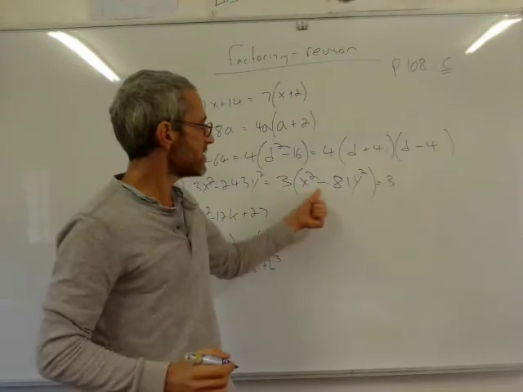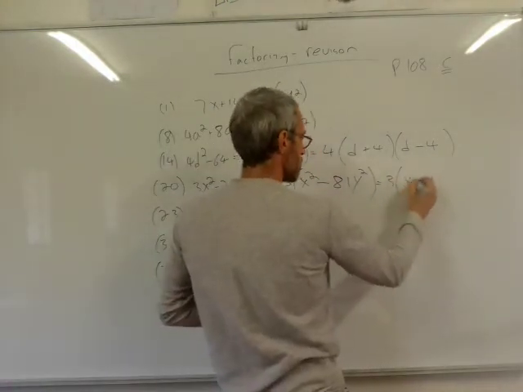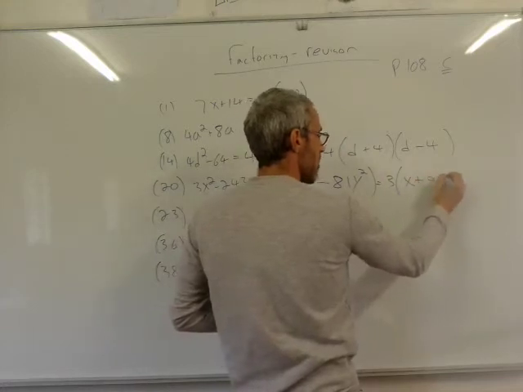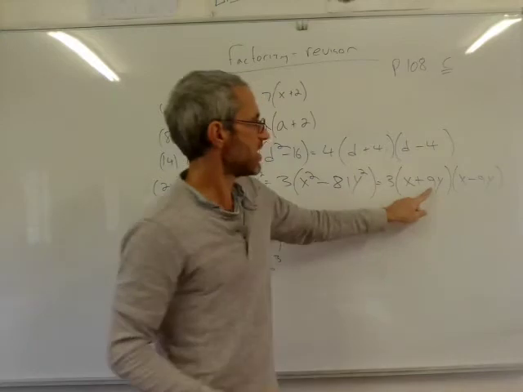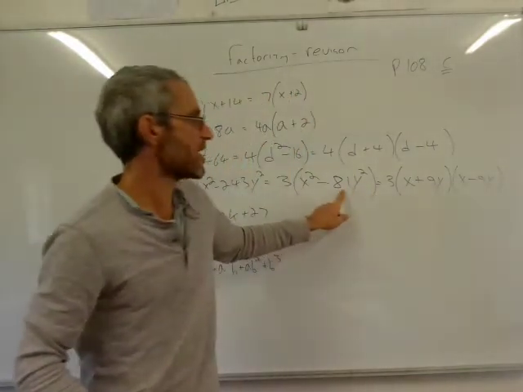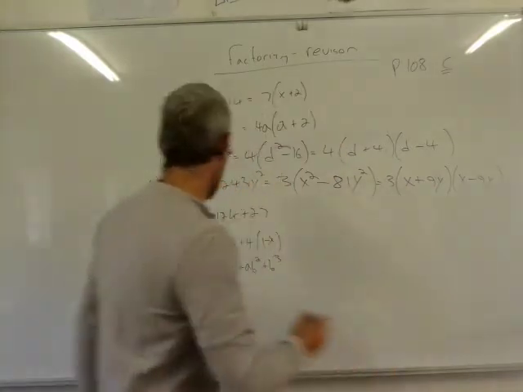And then this I can see is the difference of the square. What's the difference of the square? It's going to be x plus 9y times x minus 9y. 9y times 9y will give you 81y squared. So that's about that.